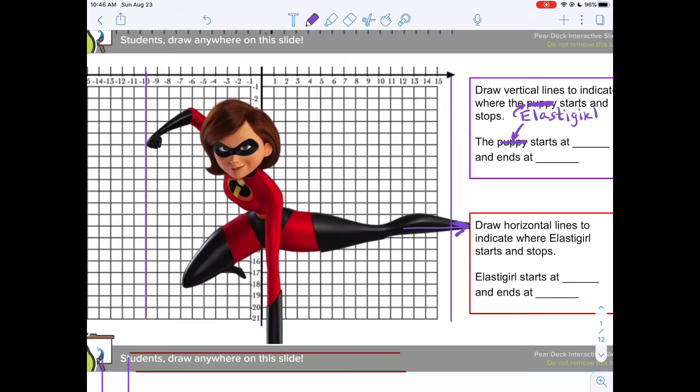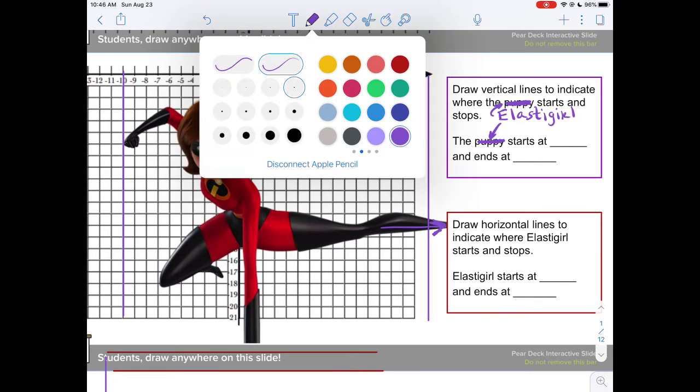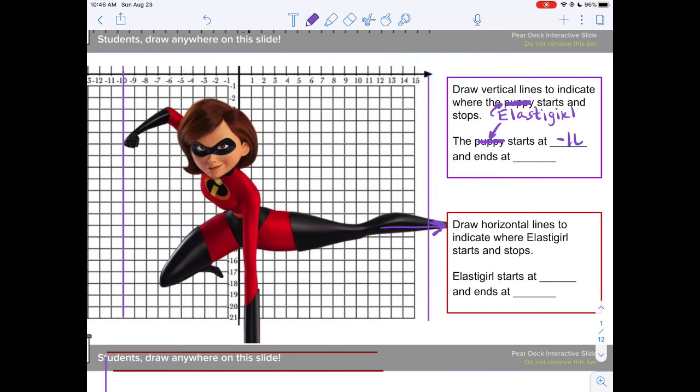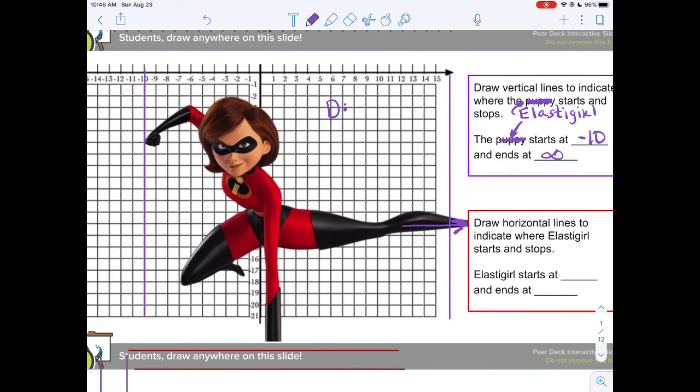It's like having an arrow on the end of her foot. So her domain is that she starts at negative 10. And she goes on forever and ever to the right, which is infinity. So if we wanted to write the domain of Elastigirl, we would say that she starts at negative 10 and she never ends, so she goes to infinity.